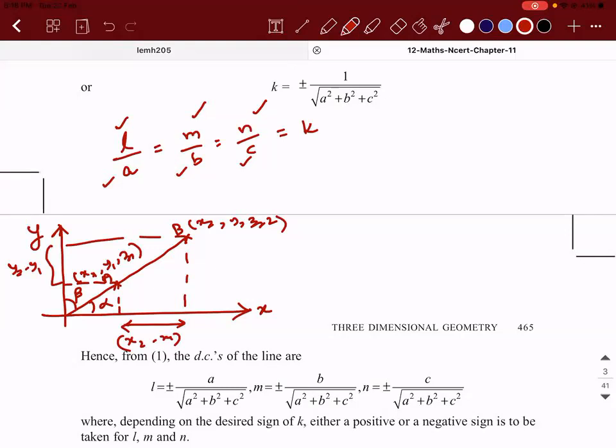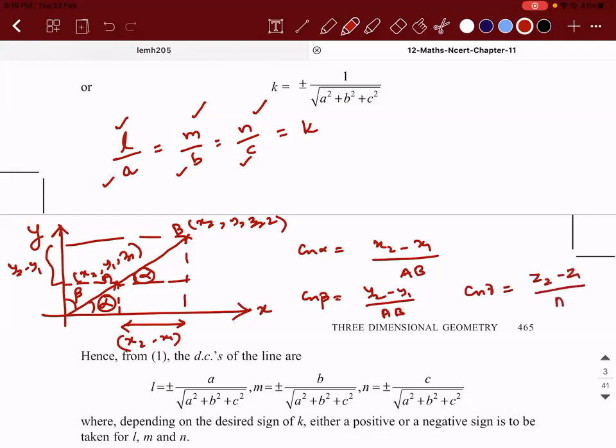Now, what is cos alpha from this triangle? If this is alpha, this is also alpha, because they are corresponding angles. Then cos alpha will be equal to x2 minus x1 divided by AB. Similarly, cos beta will be y2 minus y1 divided by AB. Then cos gamma is z2 minus z1 divided by AB. Am I clear till this point?